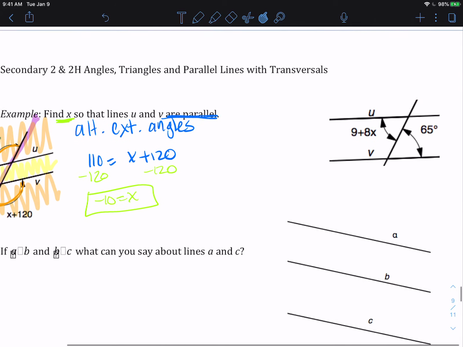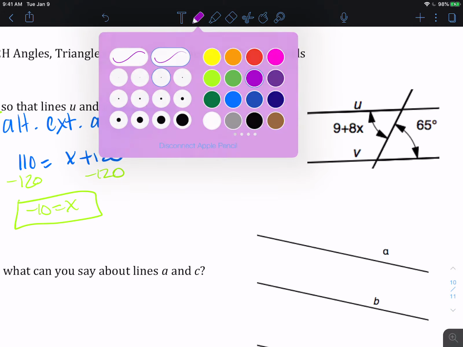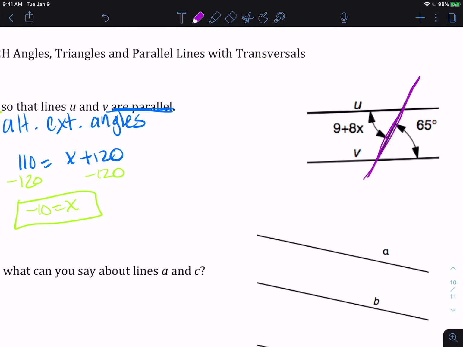Okay? So we're going to look at this problem over here to the right. Same set of instructions. We have lines u and v, and we want to find the value of x so that u and v are parallel. Well, again, our purple line is the transversal. Okay, so we're on opposite sides of the transversal. That means that it's alternate.